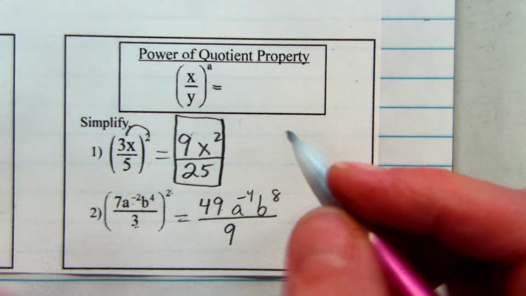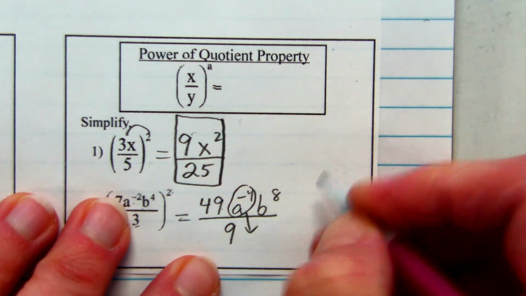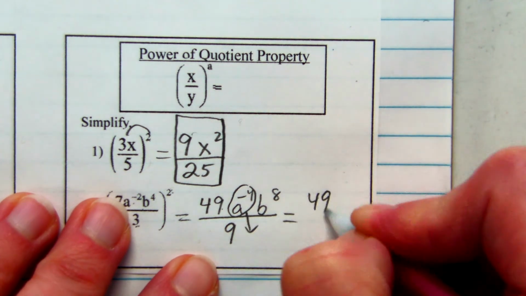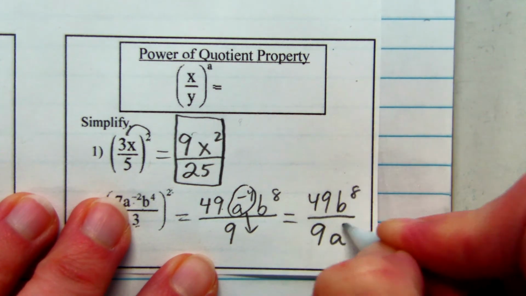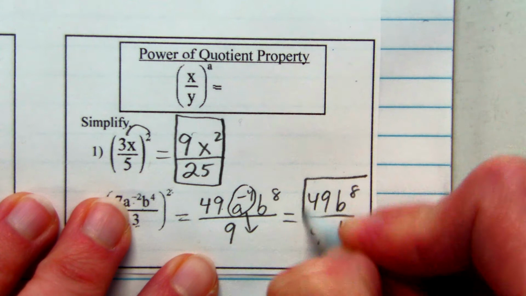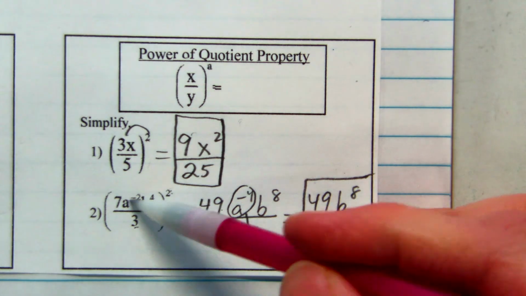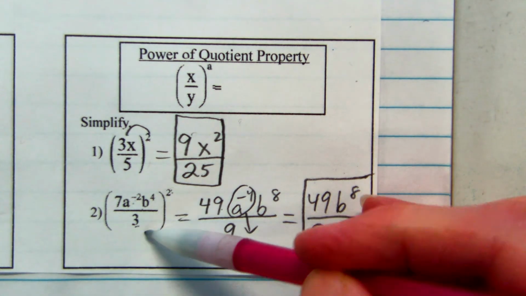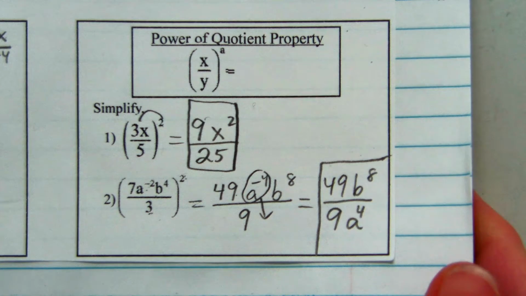So they just stay. And then all you have to do on the end is move that a to the negative fourth to the bottom and make it positive. So I'm going to have 9a to the positive fourth when we're done. Make sense? So you could move the a to the negative 2 down and make it a squared and then square it, or you can square it first and then move it. As long as you do both, it doesn't matter what order you do it in. It's up to you.